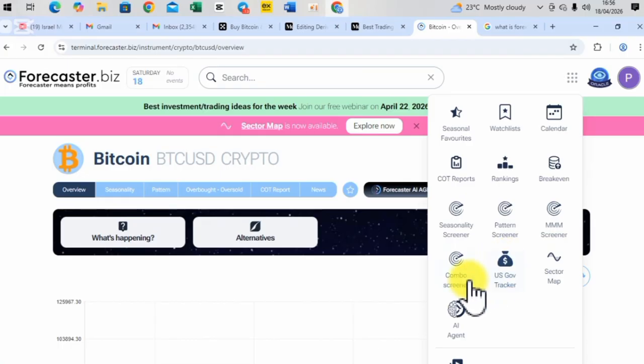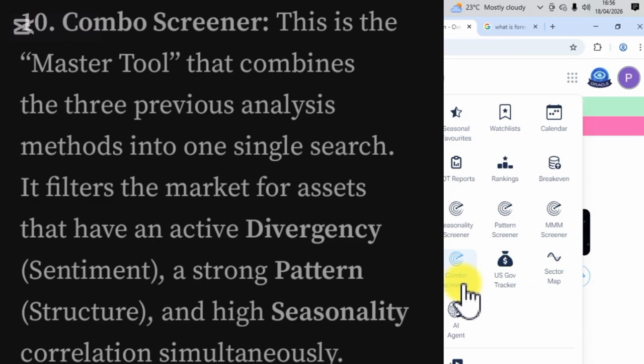Then we also have the combo screener, which is the combination of the three we have talked about. So it combines the three previous analysis methods into one single search. It filters the market for assets that have an active divergence, that is sentiment, and a strong pattern structure, then a high seasonality correlation simultaneously.